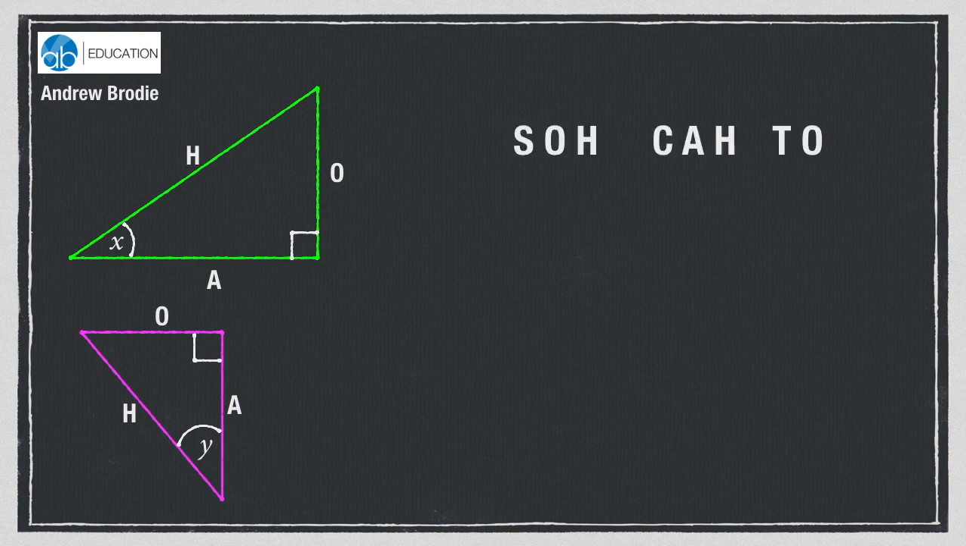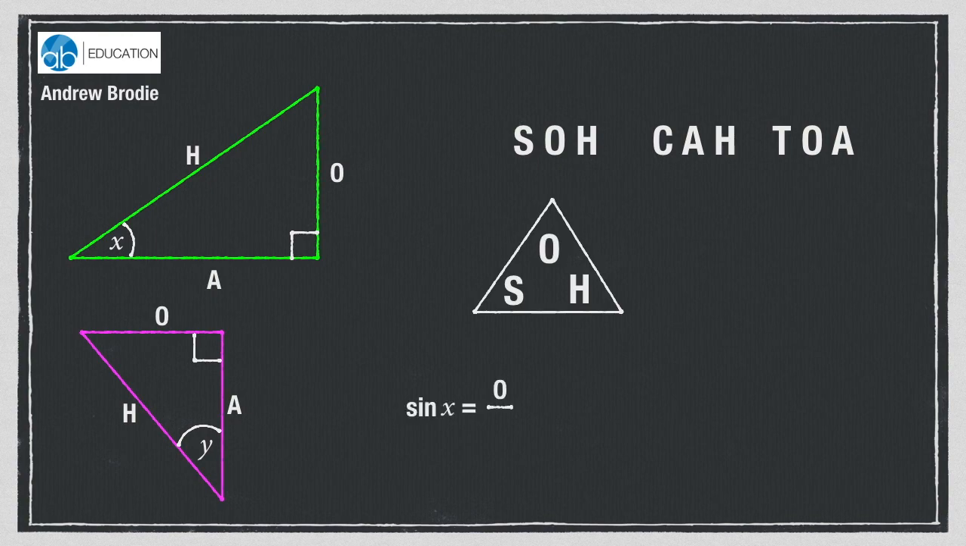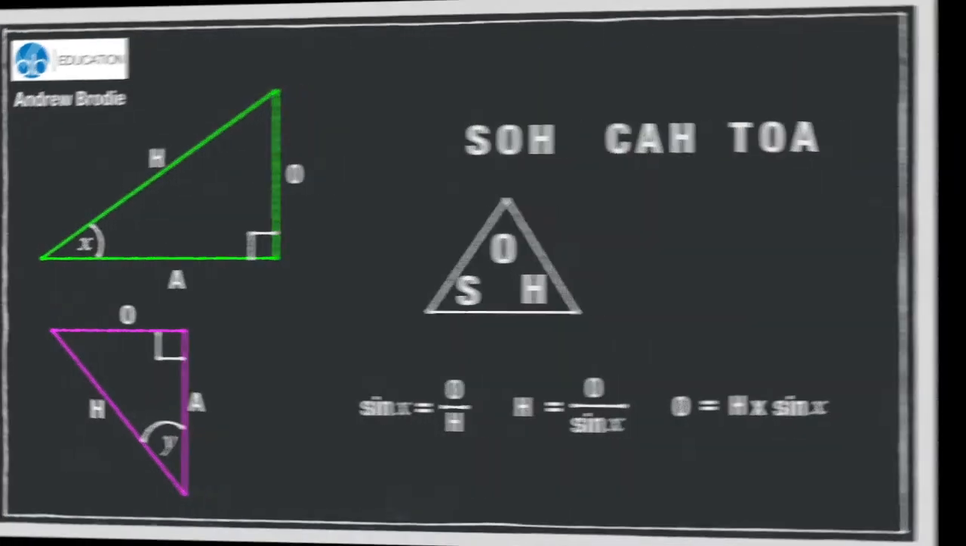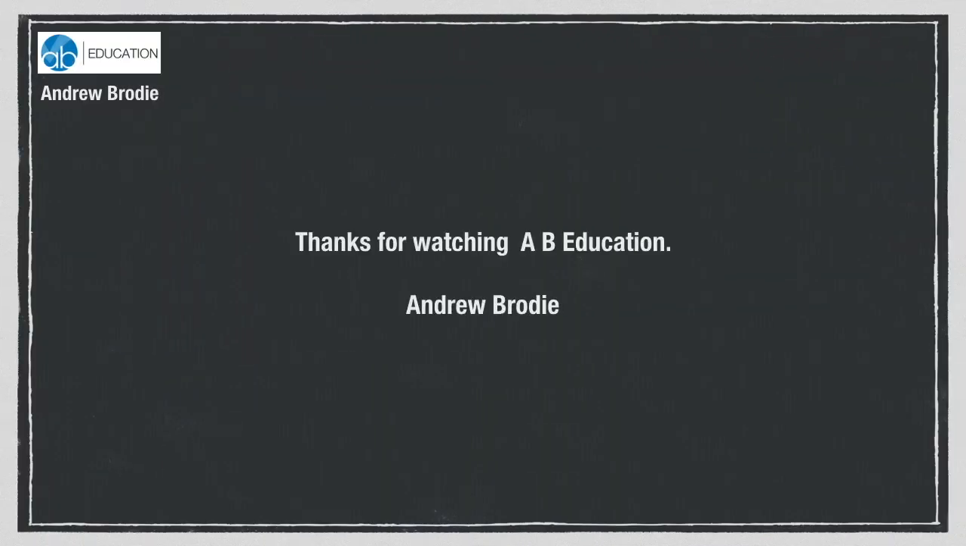Learn SOHCAHTOA. Use the calculation triangle to find these 3 equations. Sin x or sine x equals O over H. H equals O over sin x. O equals sin x times the hypotenuse, but write it O equals H times sin x.